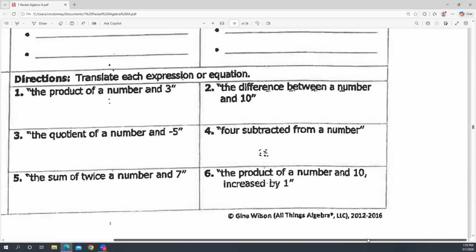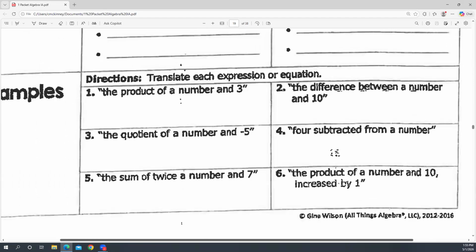Okay, so now these are some examples, and the first ones are just expressions. So expressions, remember, there will not be an equal sign. And then on the back side of the page, we will get to some that are equations. But at first, just expressions. And we're not trying to solve or simplify. We're just trying to translate it into algebra.